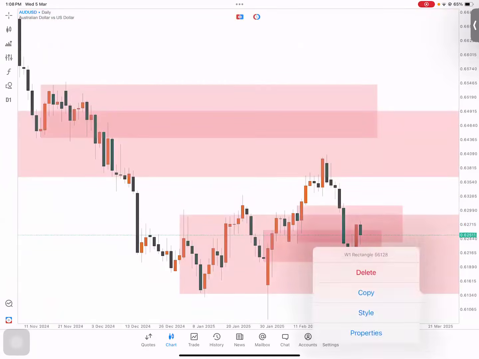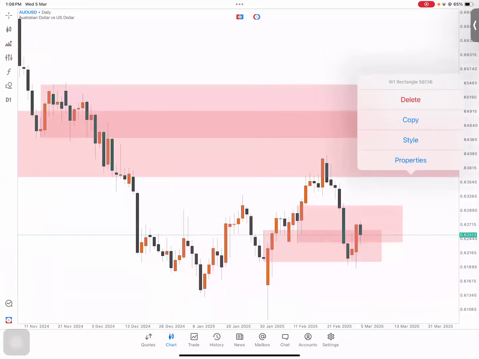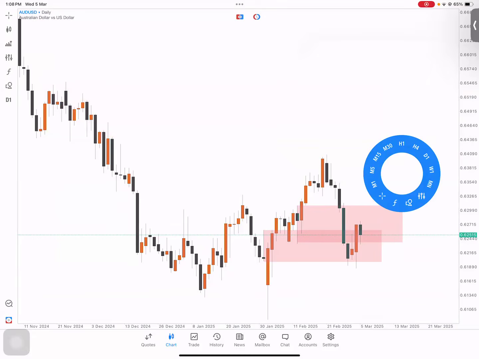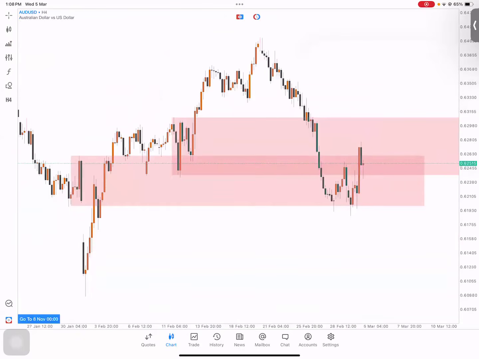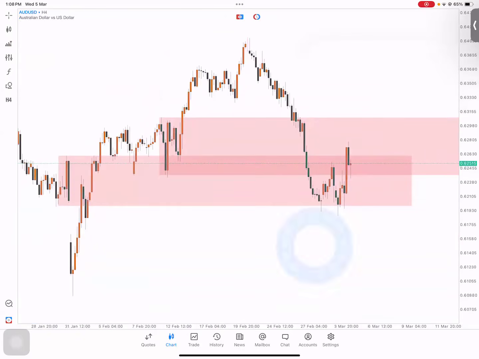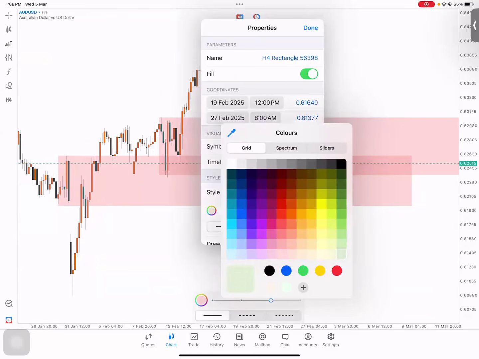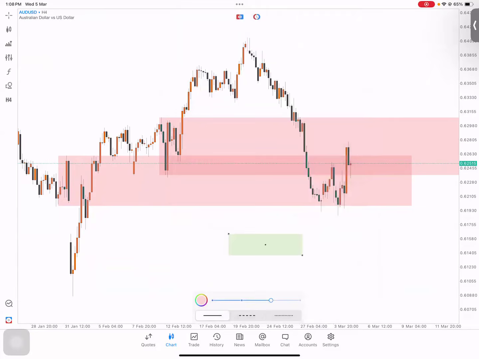If you feel that, man, I don't want to enter on daily, it's too big, I want to be precise on H4. Yeah, fine, H4 setup, no problem. But don't forget the origin of the price. So if you want to enter on H4 setup, change the color, so you're not confused with the zoning and everything. Okay, maybe this one. So this will be an H4 setup.